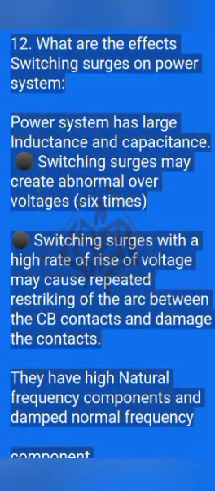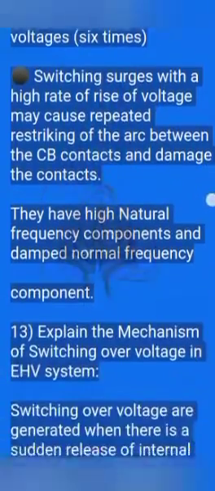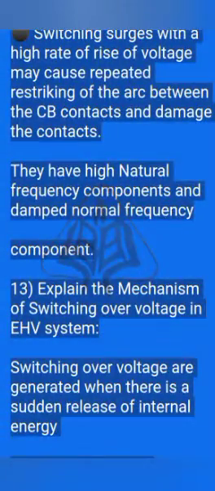12. What are the effects of switching surges on a power system? A power system has large inductance and capacitance. Switching surges may create abnormal overvoltages, up to 6 times. Switching surges with a high rate of rise of voltage may cause repeated restriking of the arc between the circuit breaker contacts and damage the contacts. They have high natural frequency components and a damped normal frequency component.